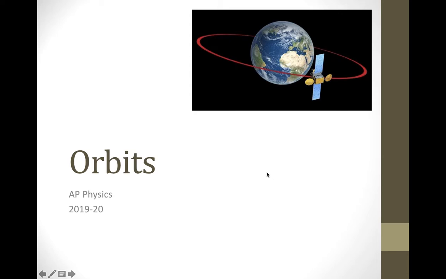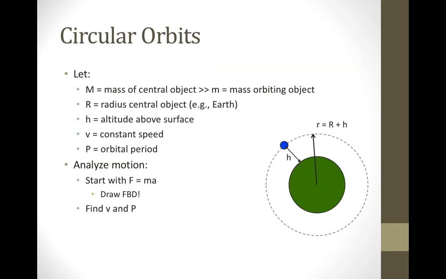Okay, here we're going to look at orbits. And for orbits, the way we're going to deal with them is we're going to have a large central mass. So we'll take its mass to be very much larger than the mass of another object orbiting it. Other object could be a moon, could be an artificial satellite.